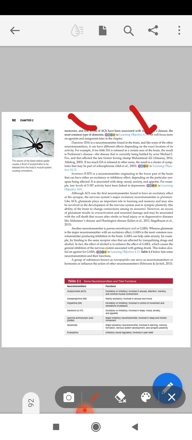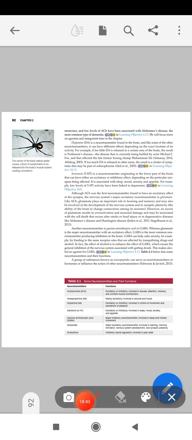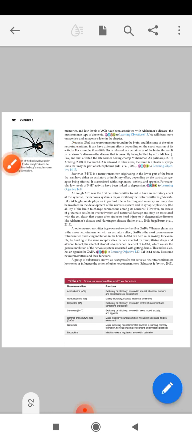Next one is dopamine, which is also a neurotransmitter. These are important neurotransmitters which we are studying. Otherwise, there are hundreds of neurotransmitters found in our body. So we are not going into detail on those types of neurotransmitters. We are reading only about the ones that are important.